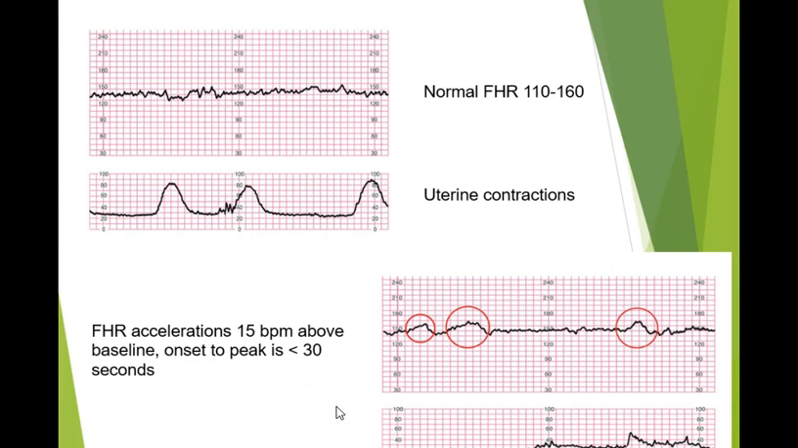Okay, so this graph you see here is, again, a visual representation. The normal heart rate is 110 to 160. The picture at the top shows you the uterine contractions. If you look at the graph down on your lower right, you can see the heart rate. It's about 150, and then it jumps up a little bit, to about 160 maybe. That's during a contraction. And then you see here it jumps again.